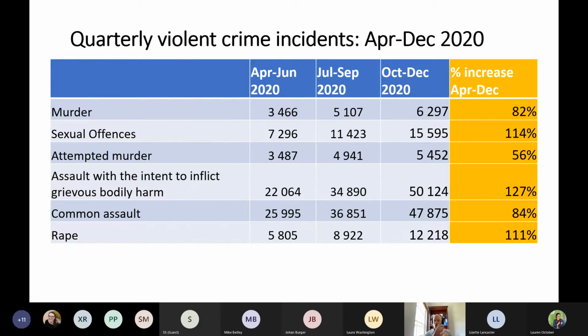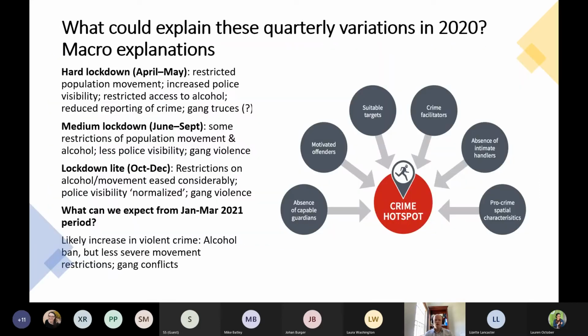And if you just look at the number of incidences that are happening for these different categories of crime, and I'm not going to go through them, you can see if you were to compare the April to June period with the October to December period, that there are significant increases in crime for pretty much all of the categories there. And I'll try and unpack that a bit more in an explanation going forward. So really, what can explain these kinds of variations?